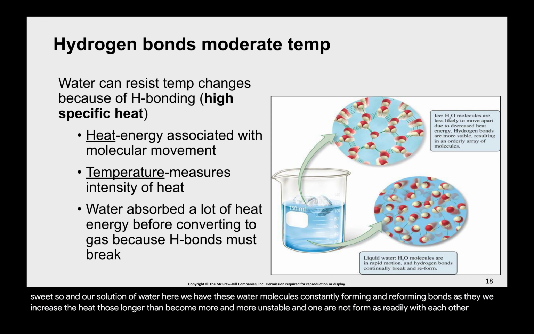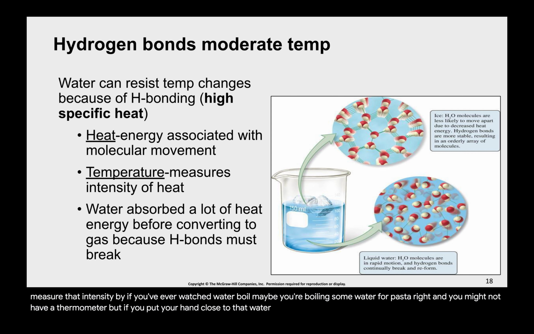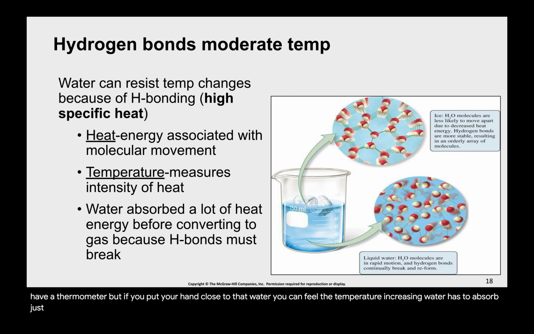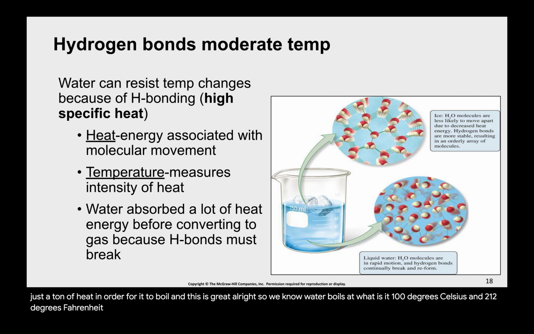Okay. We can measure that intensity by taking the temperature. So if you've ever watched water boil, maybe you're boiling some water for pasta, right? And you might not have a thermometer, but if you put your hand close to that water, you can feel the temperature increasing. Water has to absorb just a ton of heat in order for it to boil. And this is great, right? So we know water boils at 100 degrees Celsius and 212 degrees Fahrenheit, right? It takes a lot of heat to get water to boil.